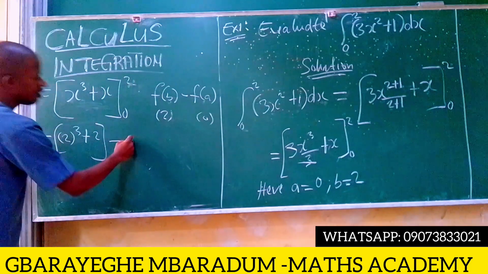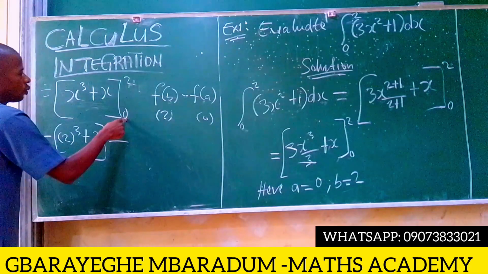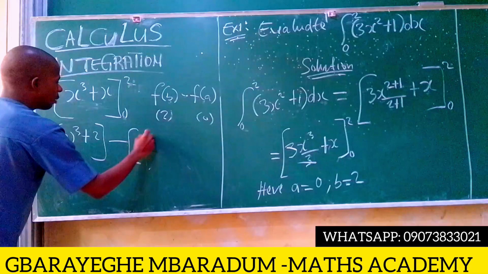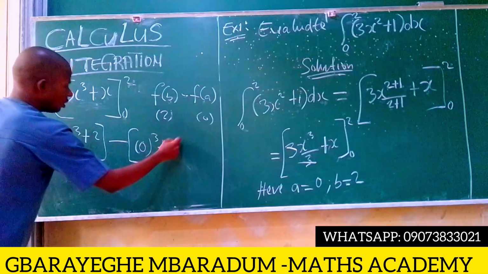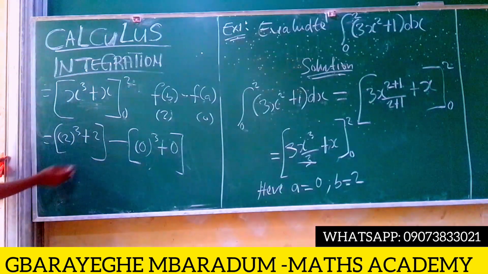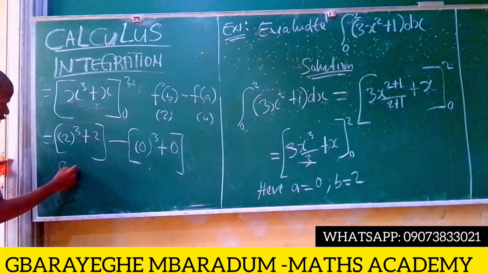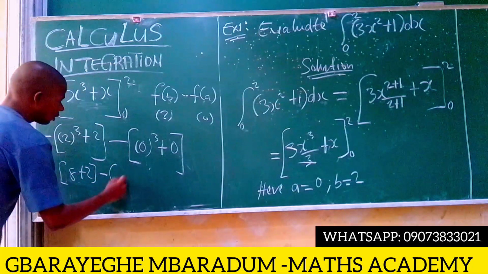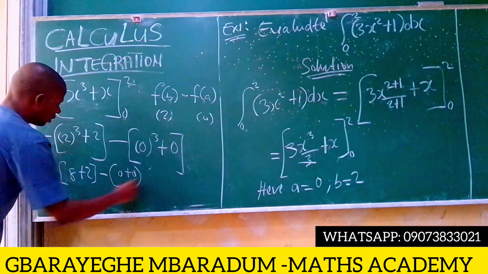Then you subtract. You put the value of our a, which is 0, into the function again. So we're going to have 0 raised to the power of 3 plus, when you see x, you put 0, right? Now we are done. Let's expand it. 2 raised to the power of 3 is 8, right? Plus 2. Minus 0 raised to the power of 3 is 0, right? Plus 0. So that's what I have.